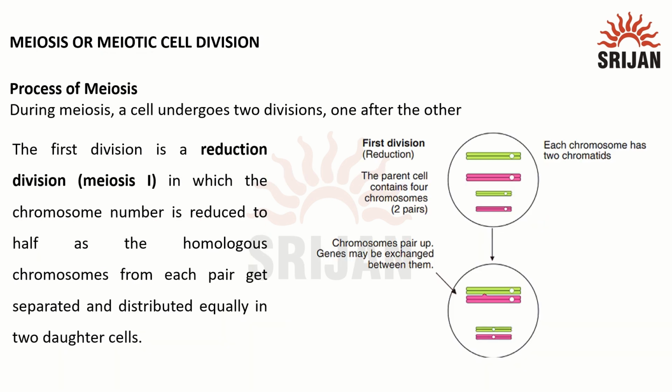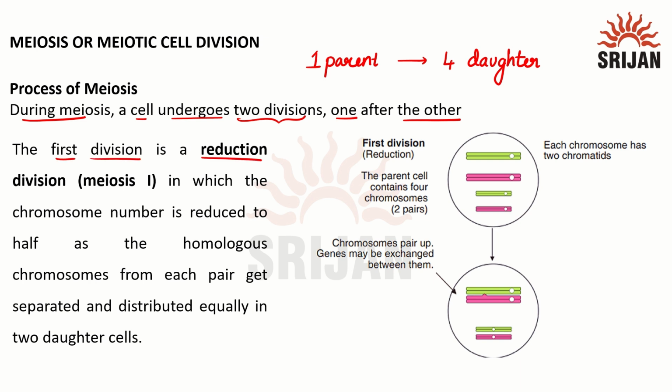So if we take the process, we know that one parental cell will divide and give rise to 4 daughter cells. Now how is this possible? Can it divide in one single division? The answer is no. During meiosis, a cell undergoes 2 divisions, one after the other. One parental cell will split to produce 2 daughters and the 2 daughters will again split to produce 2 more. The first division is a reductional division termed meiosis 1.